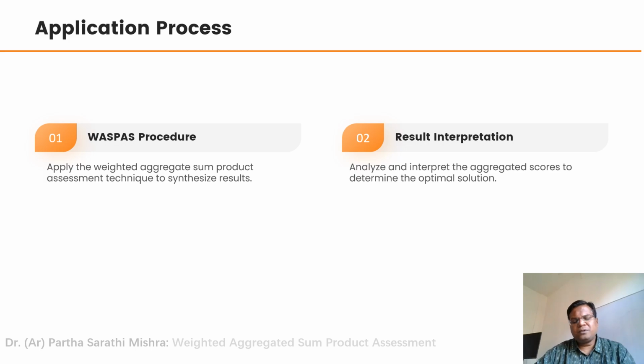Now the application process: we have to perform the WASPAS procedures, applying the weighted aggregated sum product assessment techniques to synthesize the result. As I told you, we have to perform the WSM method and the WPM method. Then most of the time we take the average value of the WSM and WPM methods to finalize the final score of the WASPAS method.